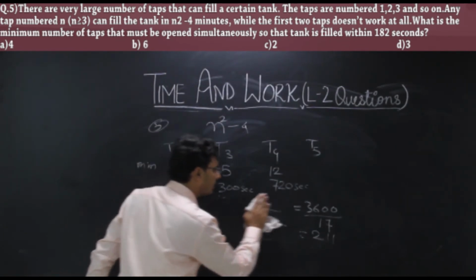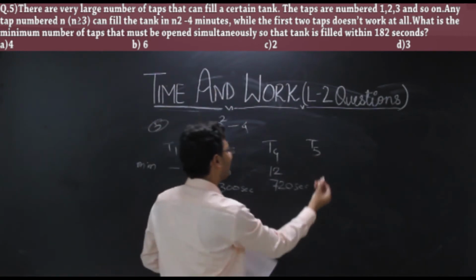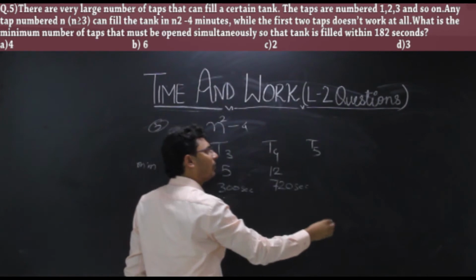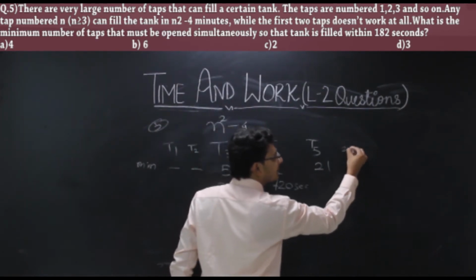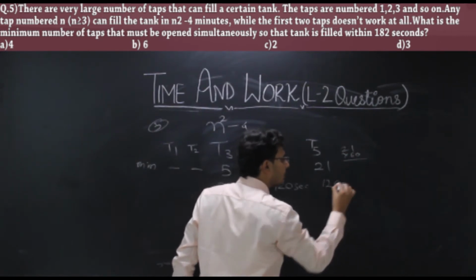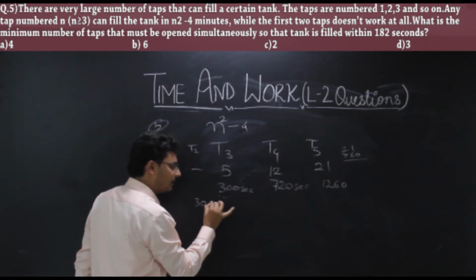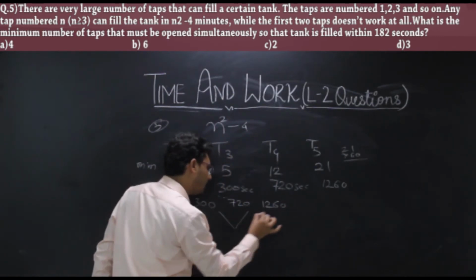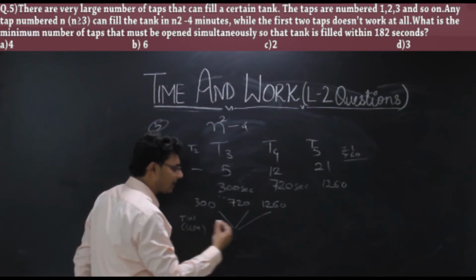So if I go for the third pipe, the rate of tap number 5 will be nothing but 5 square, 25, 25 minus 4 is 21. 21 minutes into how many seconds? 21 minutes is nothing but 21 into 60, that is 1260 seconds. So if I solve this, 300, 720, 1260, the total work, that is the LCM of these numbers, I'll calculate here.